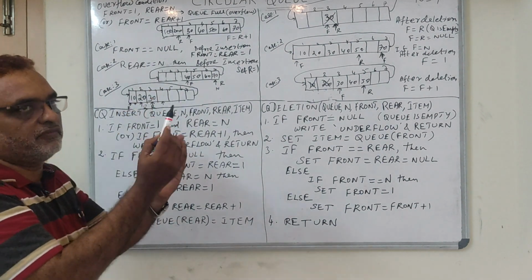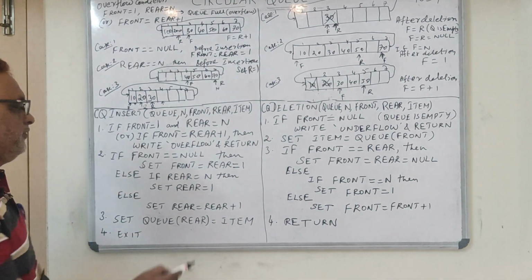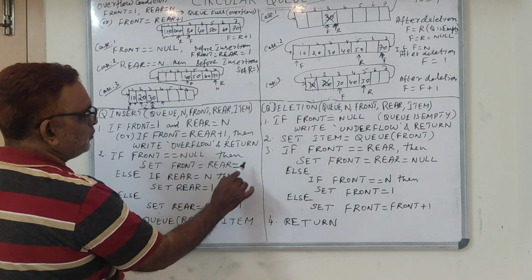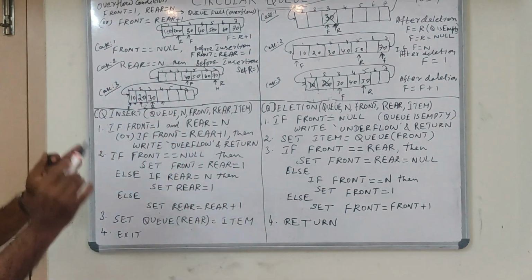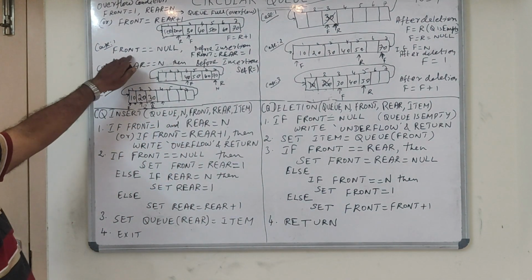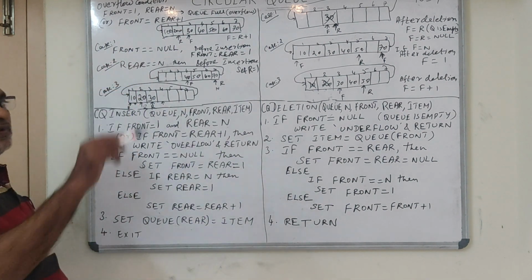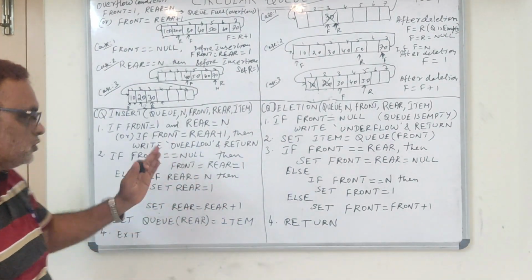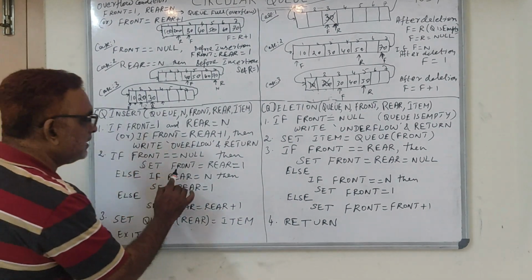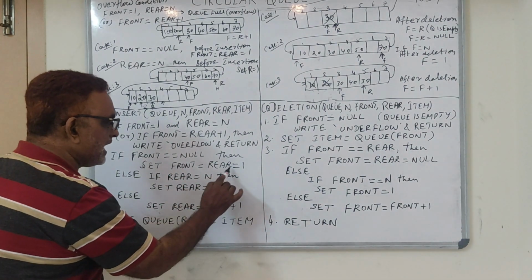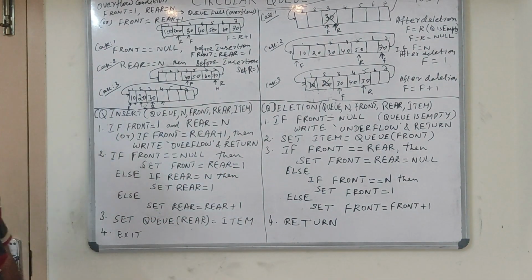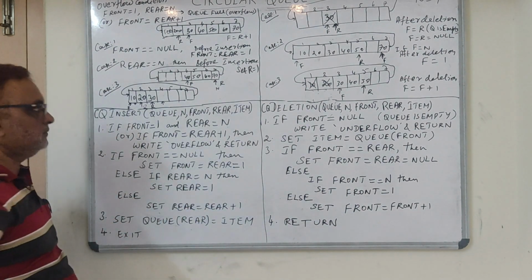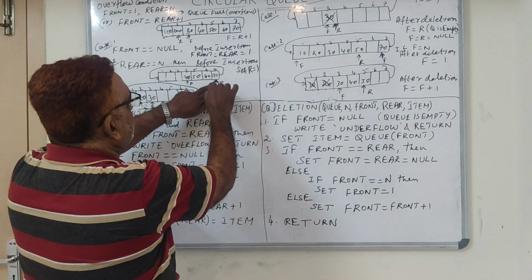Now move on to the next condition: if front is equal to null, that means the front pointer points to nothing, then set front and rear equal to 1. To insert an element, first of all we have to create the space for that. If front is null, that means rear is also null. That being the case, we set front equal to rear equal to 1.